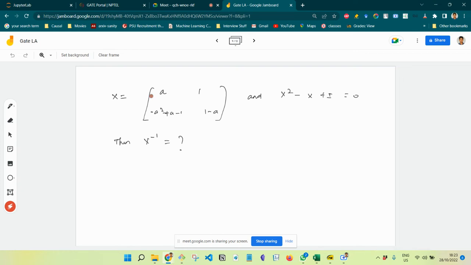What will happen if you do I minus x? This term will become 1 minus a, this term will become a, this term will become minus 1, and this term will become a square minus a plus 1, right?